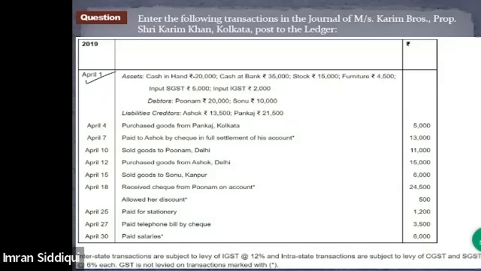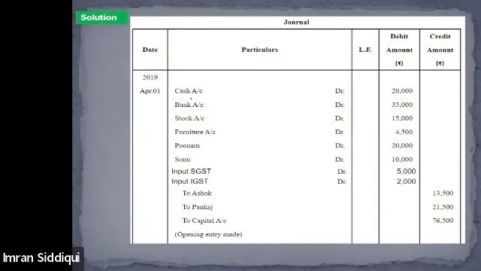So the journal entry will be cash account debit, bank account debit, stock account debit, furniture account debit. Taxes are also debited. So input CGST account debit, input IGST account debit. Sorry, to debtors account: Poonam account debit, Sonu account debit, and liabilities will be credited. So Ashok account credit, Pankaj account credit. This is how the journal entry will be done. Cash, bank, stock, furniture, Poonam, Sonu, input CGST, input IGST, everything will be debited. And then Ashok and Pankaj are liabilities, so these will be credited.